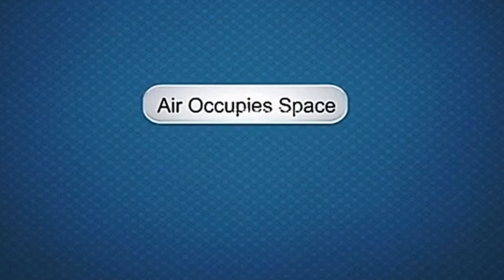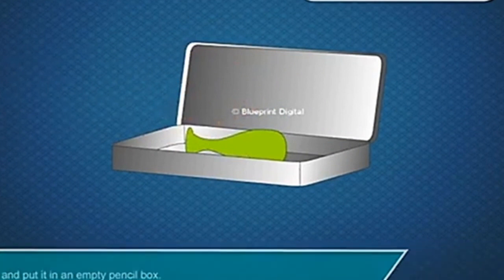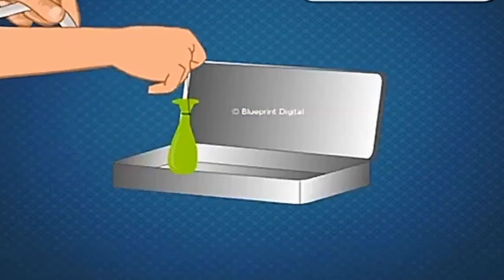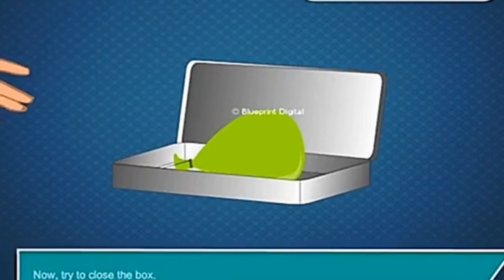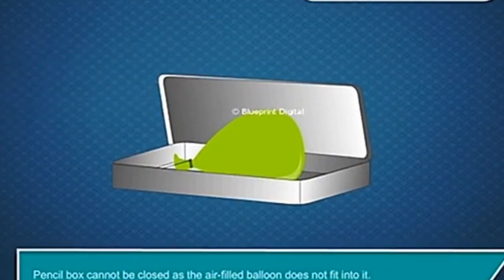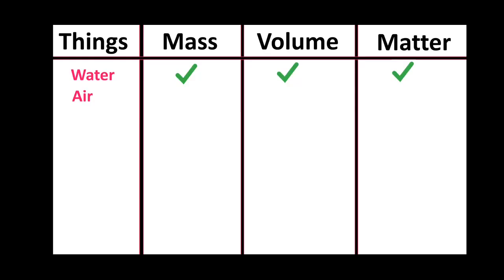Air occupies space. Take a balloon and put it in an empty pencil box. Try to close the pencil box. It closes easily. Blow up the balloon and again put it in the pencil box. Now try to close the box. The pencil box cannot be closed as the air-filled balloon does not fit into it. This shows that air occupies space. Thus, through this experiment, we understood that air has mass and it has volume, so it is matter.